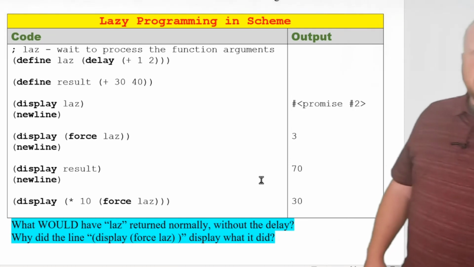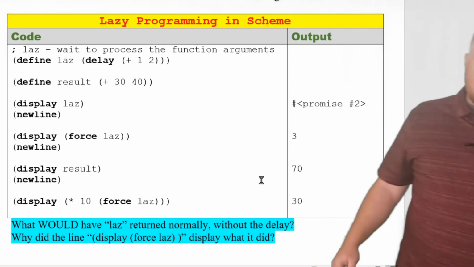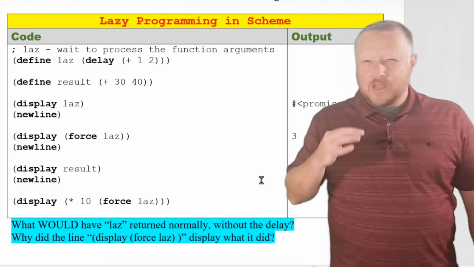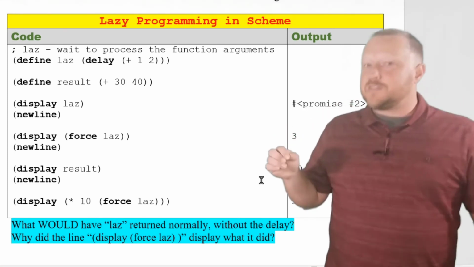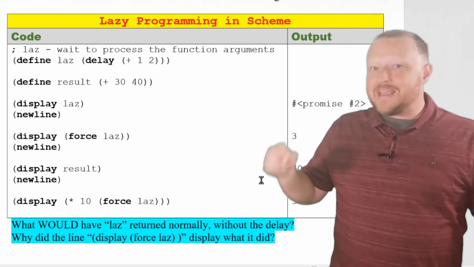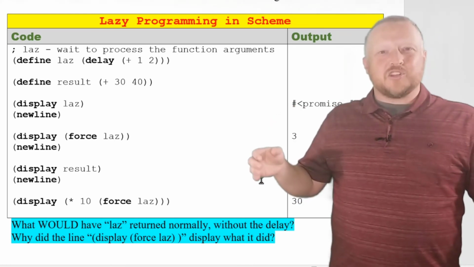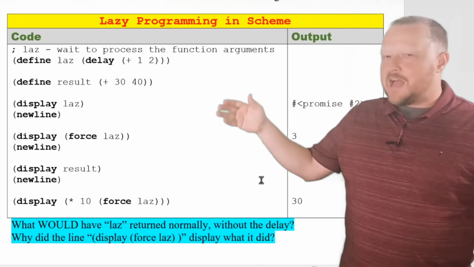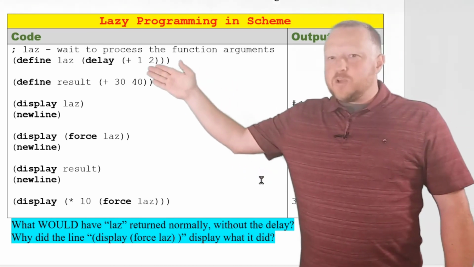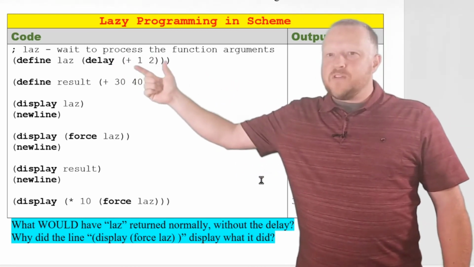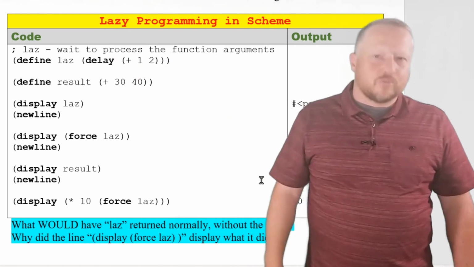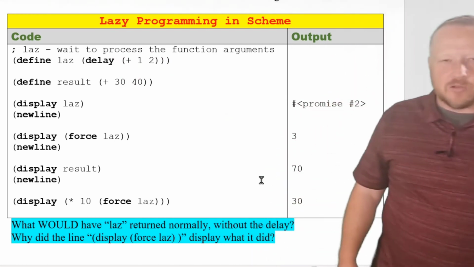So what would las return normally without the delay? Now be careful, I'm dyslexic. Las is the name of the function. Delay is a Scheme function to wait on the computation of that. Well, lazy without the delay would have given us the 1 plus 2, which is 3. I'm sure you figured that one out, so nothing crazy about that.